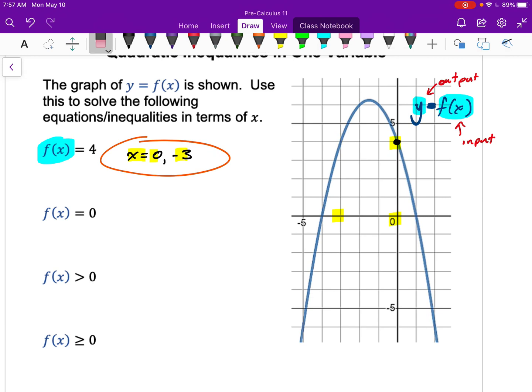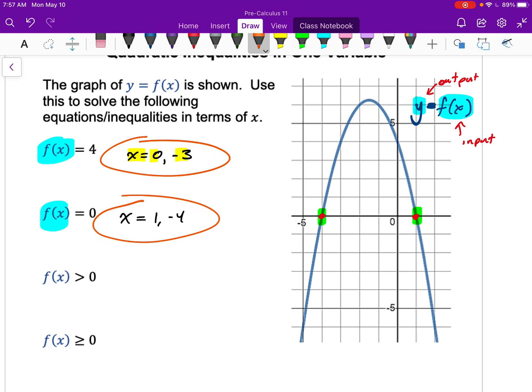Okay, so one more example before I look at inequalities. Where does f of x equal 0? Where does the output equal 0? Well, that's where my y-coordinate is 0. So right there and right there. Those are the 2 places where my output, my y values, are 0. And where are those? At 1 and negative 4. So x equals 1 and negative 4. Those are the solutions. And again, the entire focus of the last chapter was solving quadratic equations.